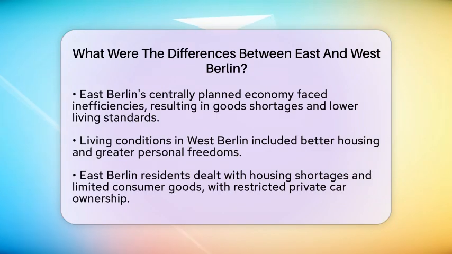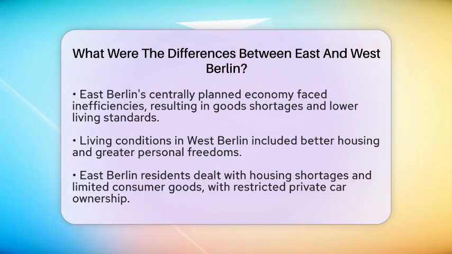Socially and culturally, West Berlin was vibrant and prosperous, integrated into the Western capitalist world. It symbolized freedom and opportunity. East Berlin, while promoting ideals of equality and collective welfare, struggled with economic challenges and political repression.